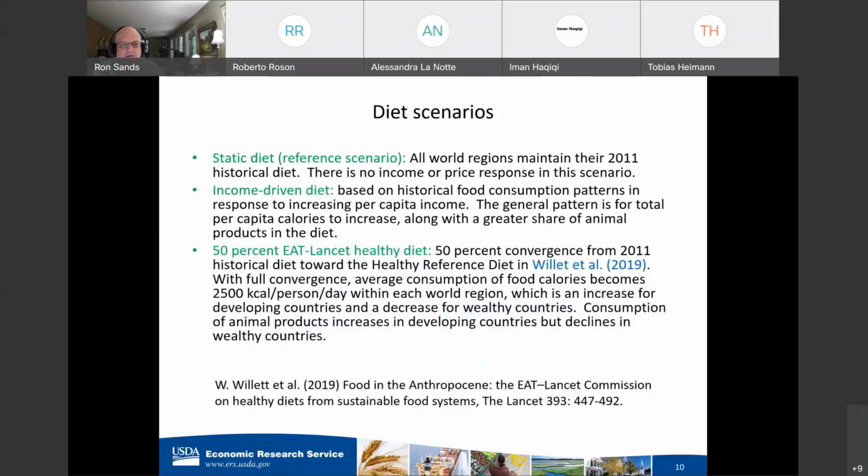Okay, so let's go to an application here. And again, there are 3 diet scenarios. The static diet, everybody retains the diet they had in the model base year. There's an income-driven diet based on historical food consumption patterns and responds to increasing per capita income. And then there's this 50% conversion to the Eat Lancet healthy diet. I'll explain those in a moment, but basically, average consumption of food calories converges to 2,500 calories per person per day in a full conversion, but I'm only converting halfway to that.